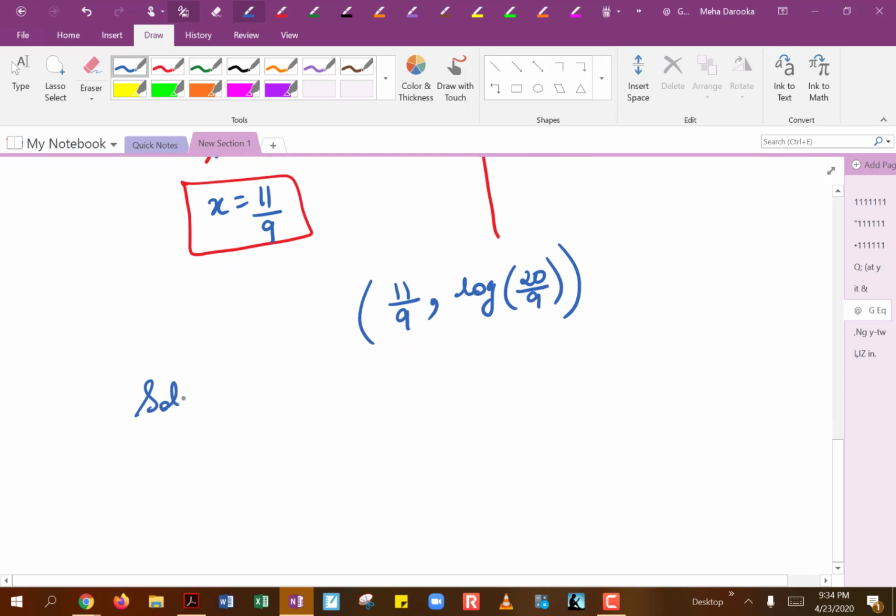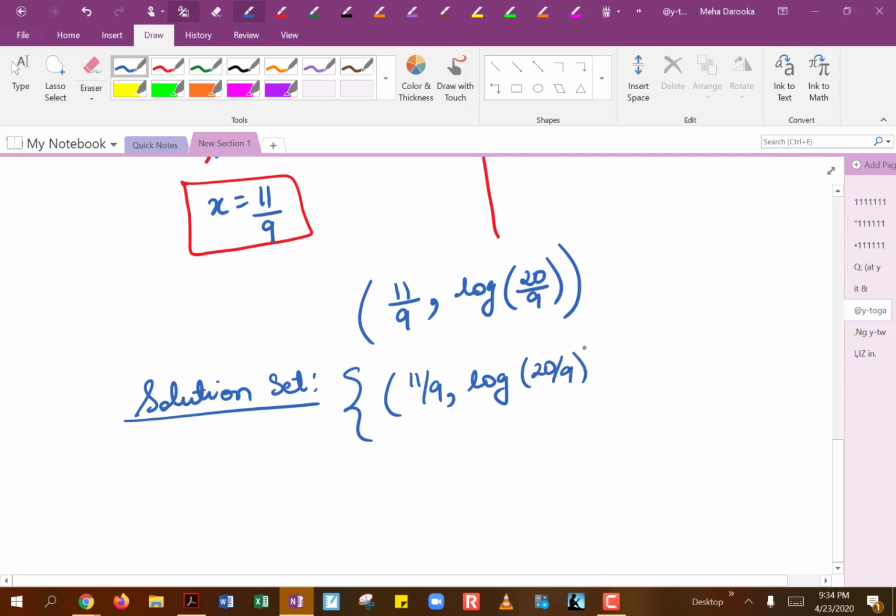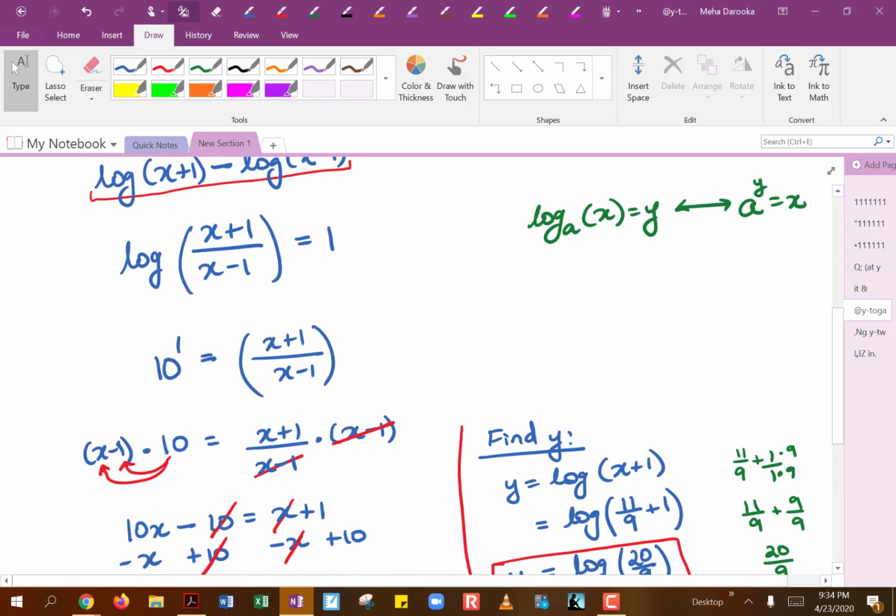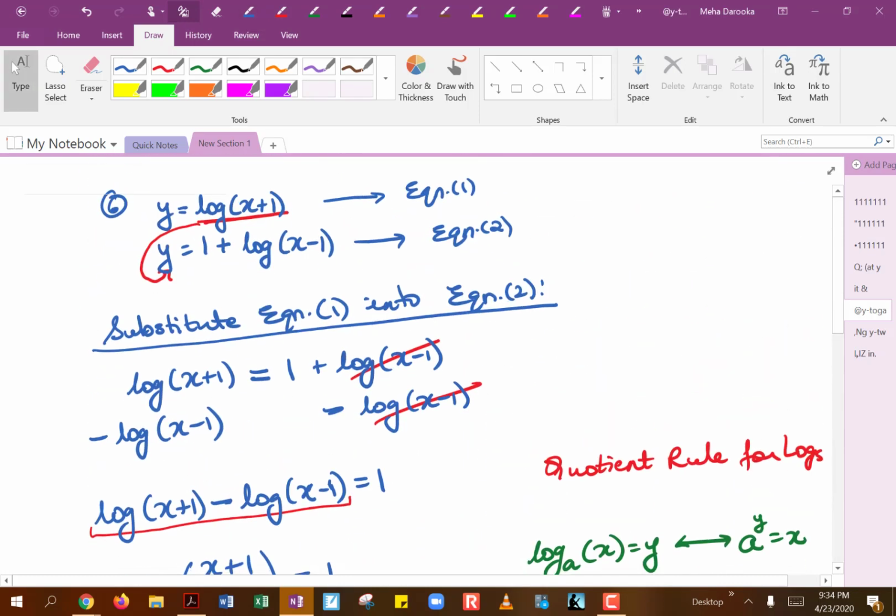Okay, so when we write our solution set, that's going to be 11 over 9 and log of 20 over 9. And that's going to be your ordered pair. Okay, so this is how you would have to go about solving some examples that look like number 6, where you're going to have logarithmic functions in there.